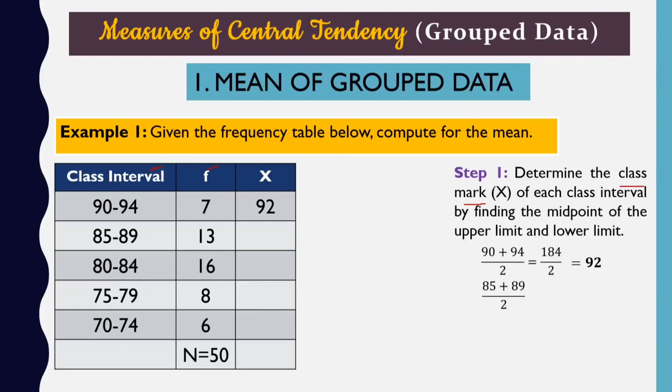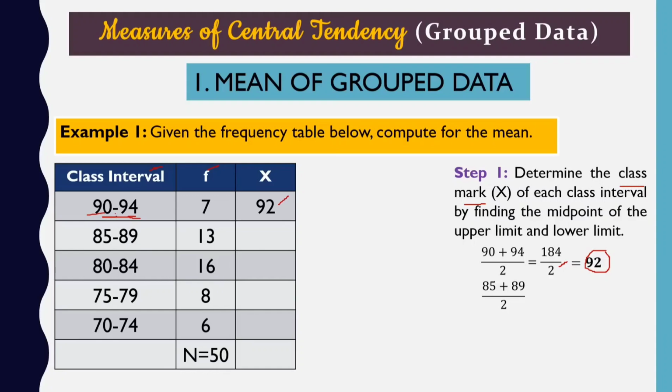So how do we solve for class mark? We simply get the midpoint of our upper limit and lower limit. So for the highest interval, 90 to 94, for us to get the class mark X, we simply add 90 and 94, as you can see in the solution. So 90 plus 94 is equal to 184, divided by 2, and the result is 92. That is why it is written there, 92.